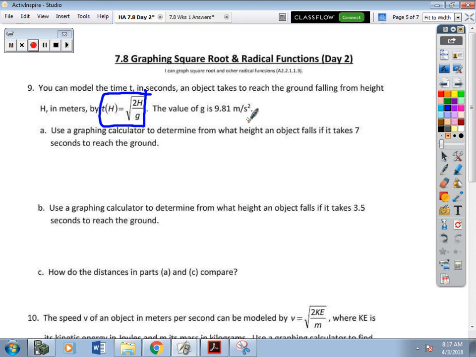But you guys will probably use that a lot in physics whenever you take that class. So all that tells you is you can plug 9.81 in for g. So really the function is t of h equals the square root of 2h over 9.81. So now you only have one variable, h.